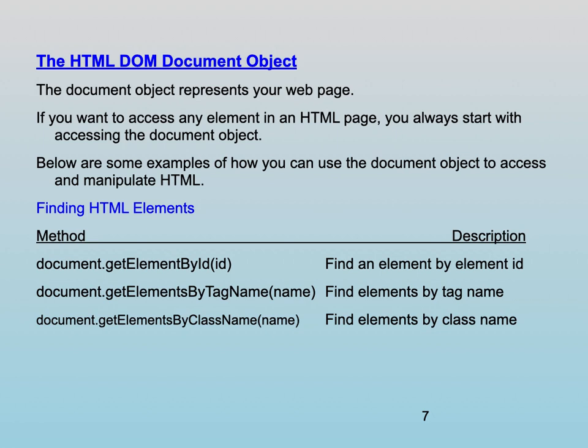Likewise, we can identify an element by using its tag name and class name. For that, another two methods are here. document.getElementById is for finding an element by element ID. Similarly, document.getElementsByTagName for finding elements by tag name. Tag name is the HTML element name. Another is document.getElementsByClassName. In brackets, you need to specify the class name for finding elements by class name. So these are some of the methods for finding HTML elements.